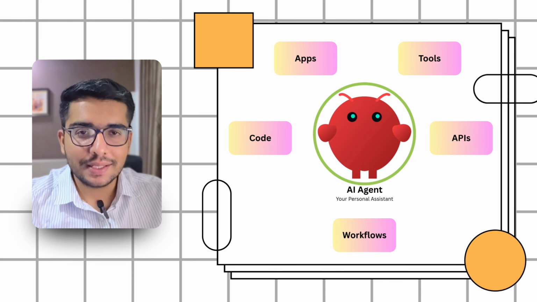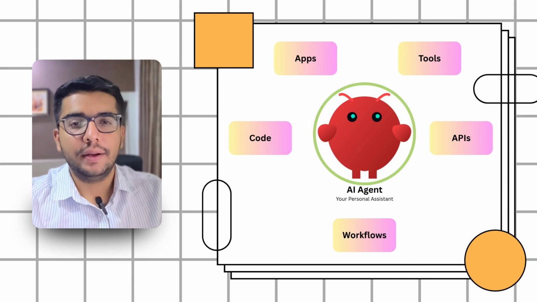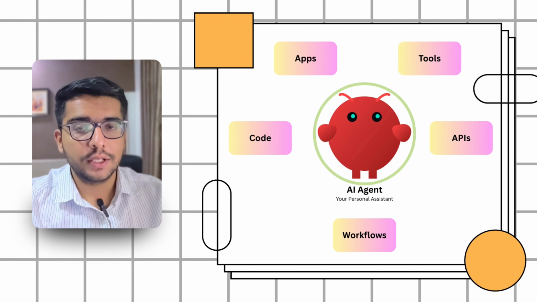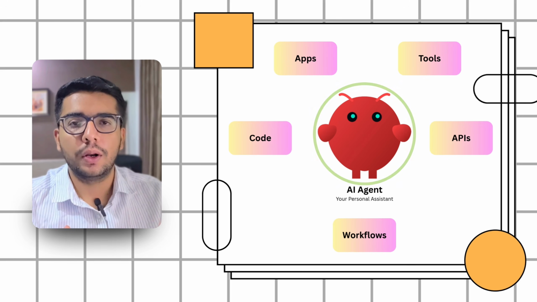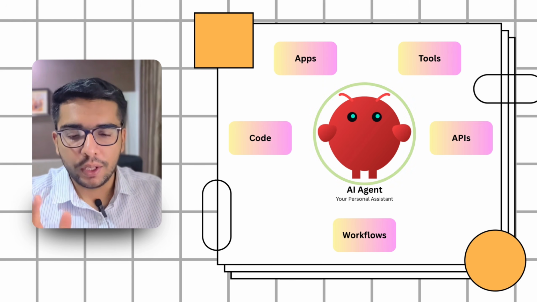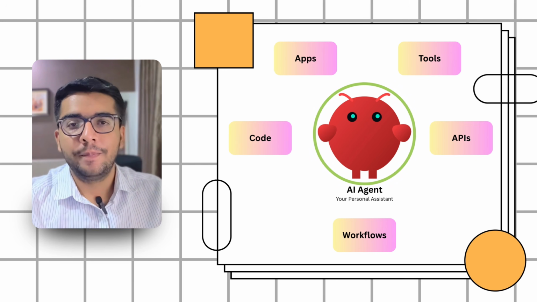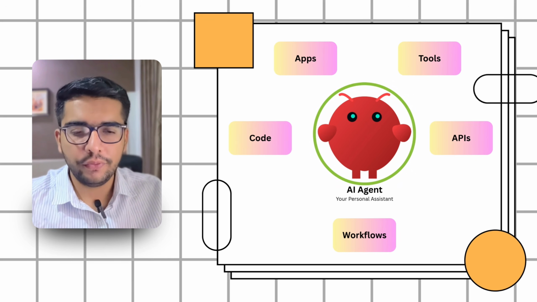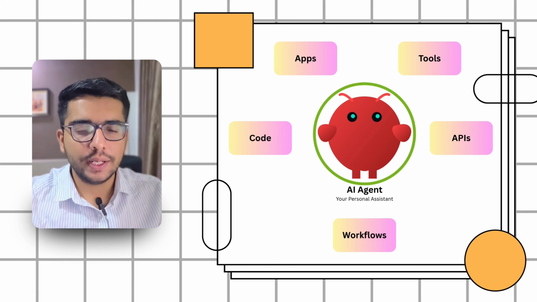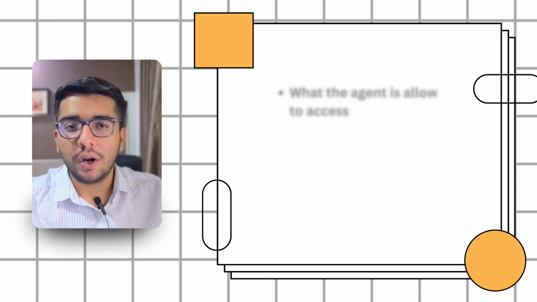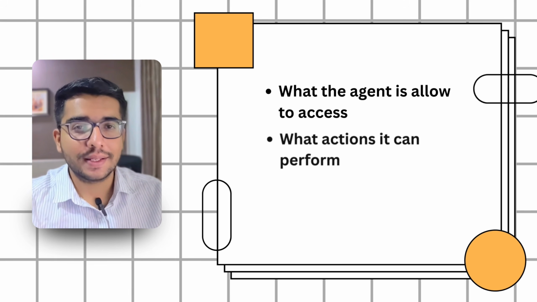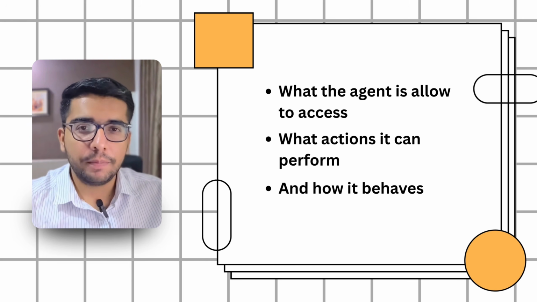It sits around your OpenClaw, and let me tell you first that it's not a replacement. It basically wraps the OpenClaw. It takes your OpenClaw agent and runs it inside a sandboxed environment. So instead of our agent having full freedom, we can define boundaries around our agent, like what the agent is allowed to access, what actions it can perform, and how it behaves.